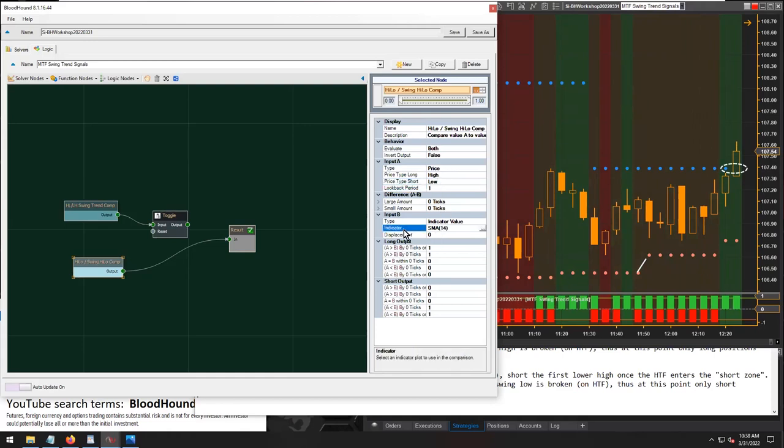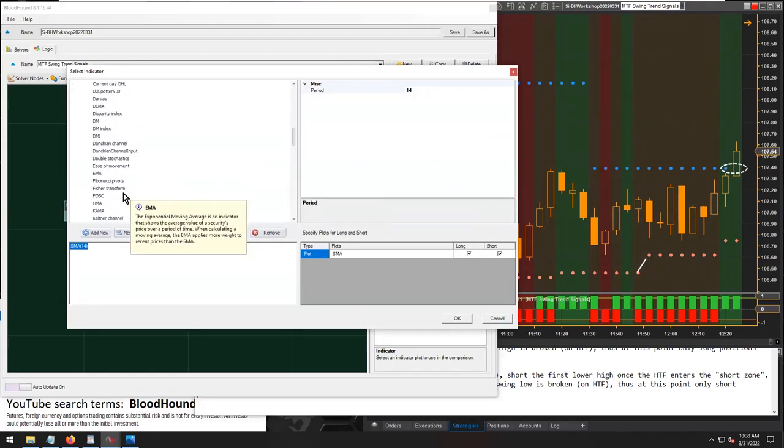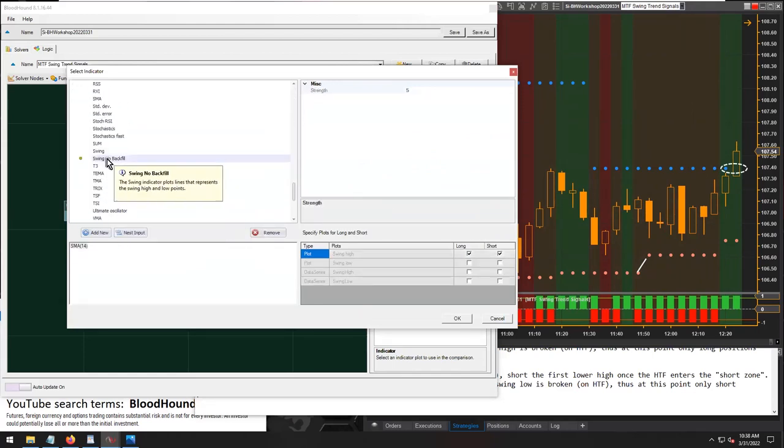And for input B, again, that's our swing indicator. So there you go, there's our swing, no backfill. All right, adjust the strength to 4. And this time we're using the swing high for a long signal, and we're using the swing low for a short signal, so our plot selection is opposite of what it was in the other solver.